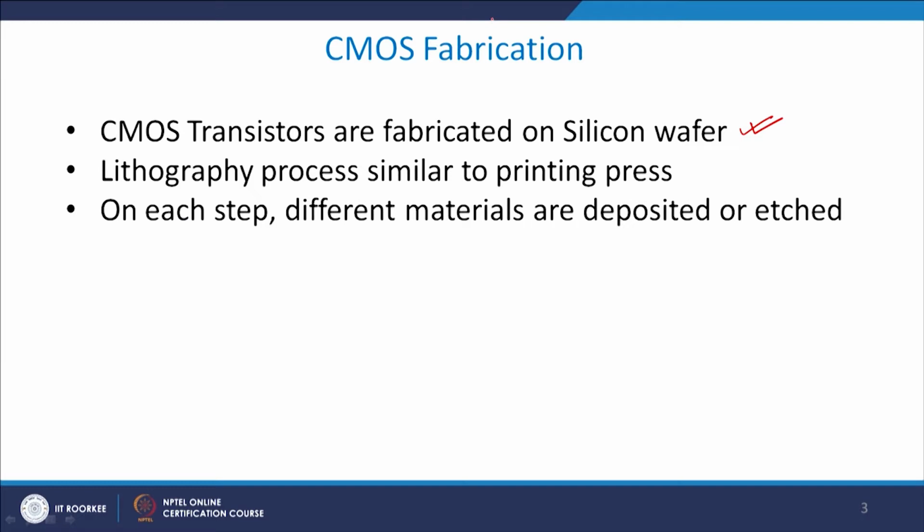Now, lithography, as I discussed with you, is just like a printing press. You have a silicon wafer over which you want to write something by using certain techniques, and that is known as lithography. Every lithographic step will have a different material. For example, if I want to grow interconnects, then I will be using copper in the lithographic techniques.